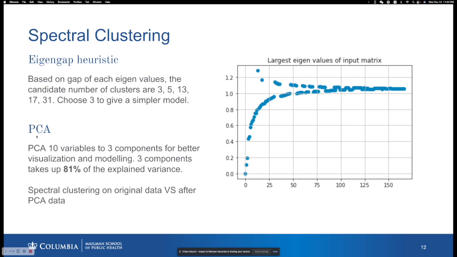Also, what I did is PCA. I used PCA to reduce the 10 variables into 3 components for better visualization and modeling. These 3 components take about 81% of the explained variance. Then I used spectral clustering on the original data, and I also did this on the data after PCA, and compared the differences between them.